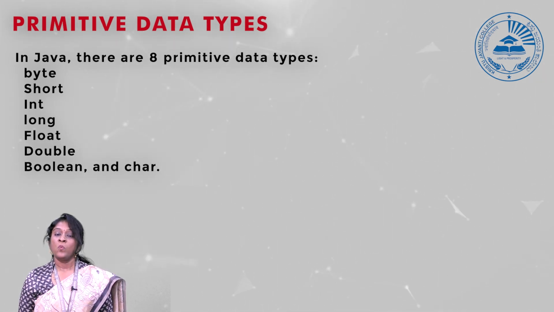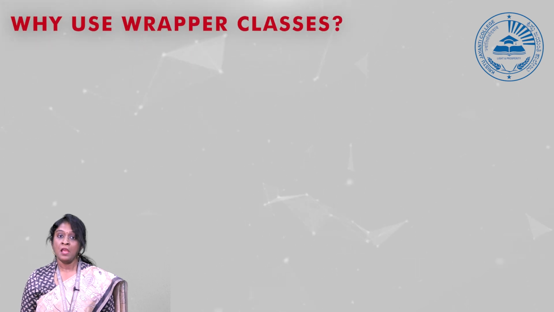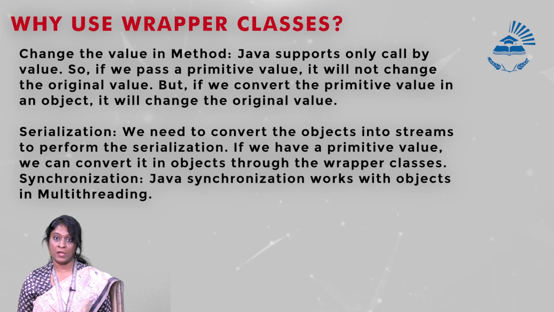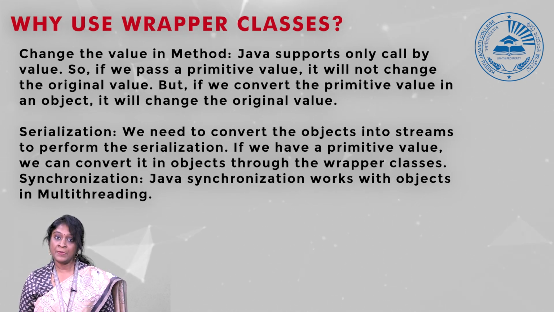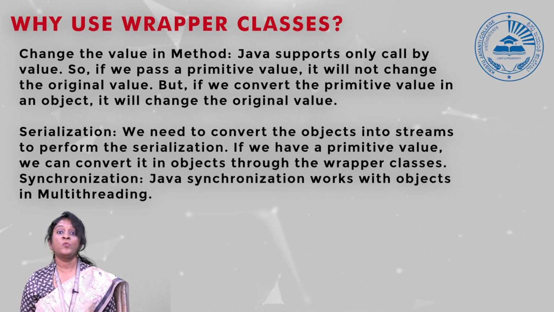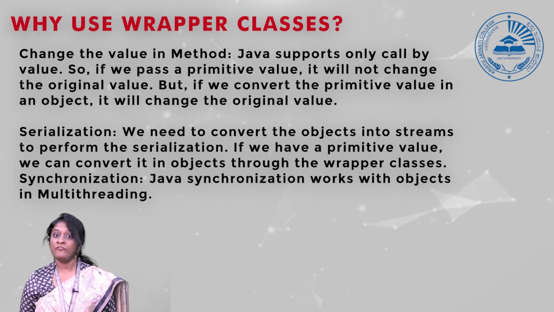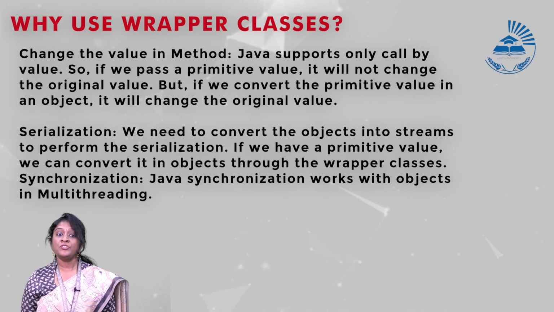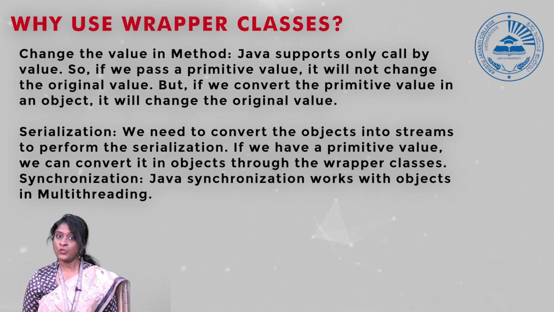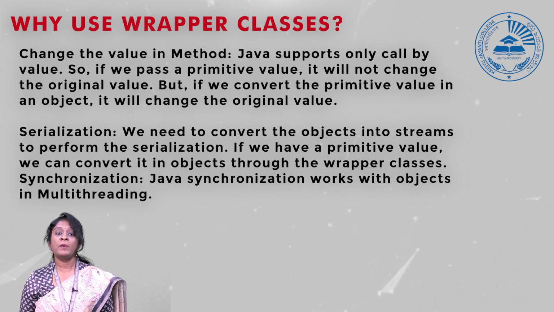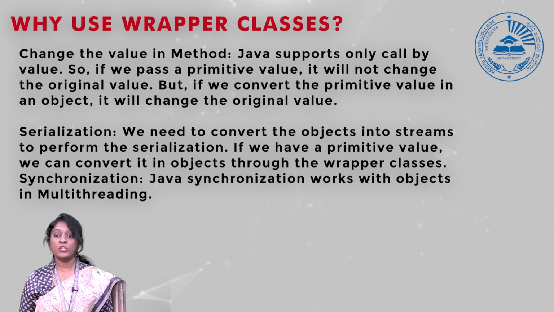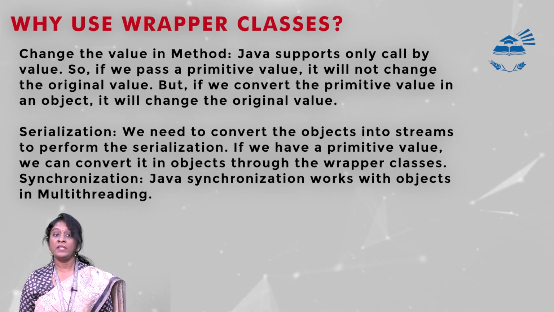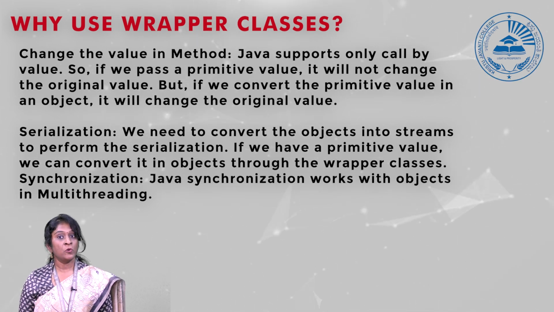Now, why do we want to go for wrapper classes and how do they work? Before we get into the syntax and the types, we should know why we want to use them. The first reason is changing the value in a called method. Usually Java supports only call by value, so if we pass a primitive value, it will not change the original value, but if we convert the primitive value into an object, it will change the original value.